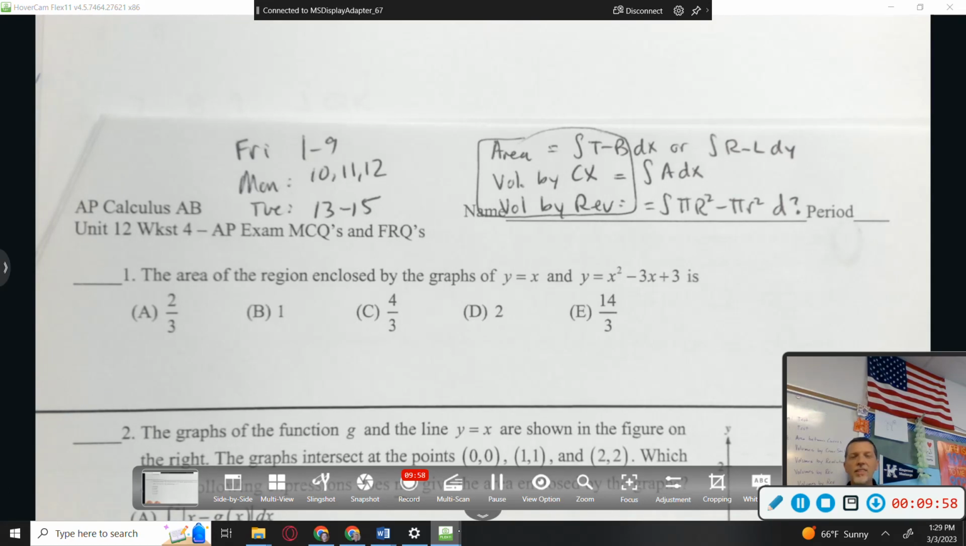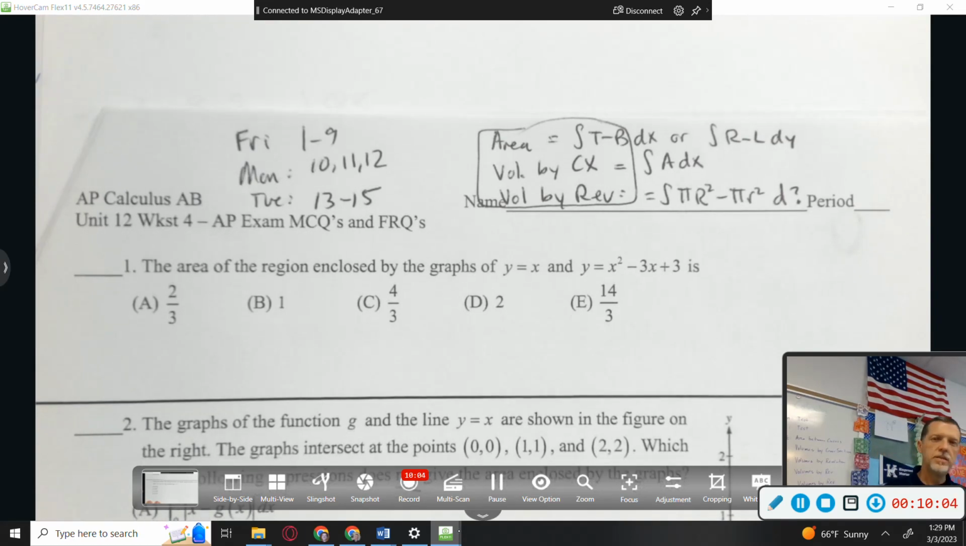Yeah, it's like, how hard can this test be? There's only 3 formulas, right? Some of you guys are writing that down.